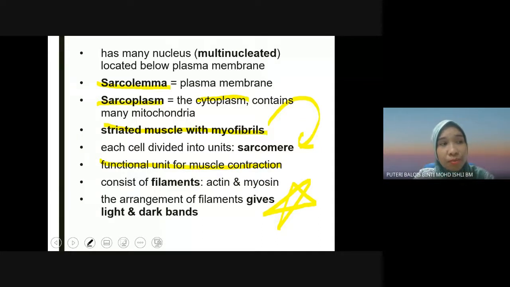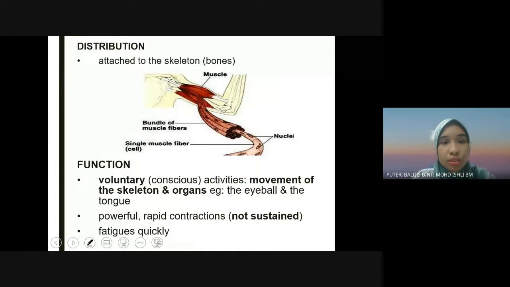It consists of filaments, actin and myosin, and the arrangement of filaments gives light and dark bands. So distribution, of course, it is attached to the skeleton, to our bones, and the function is for voluntary activities. Activities yang kita control. Contoh saya gerak-gerak tangan ni. That is activity yang saya control.